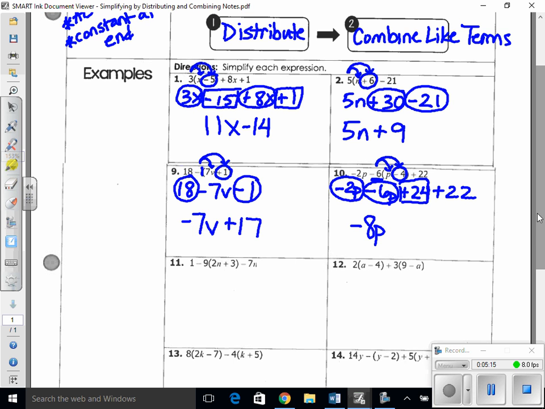A positive 24 can go with a positive 22, and that's going to make a positive 46.